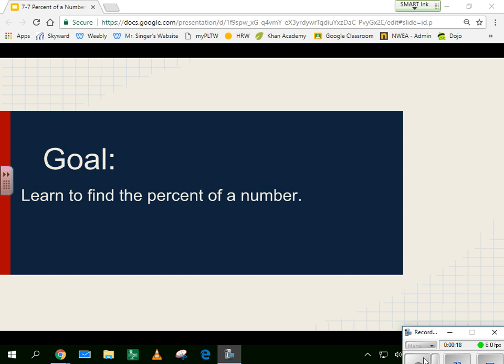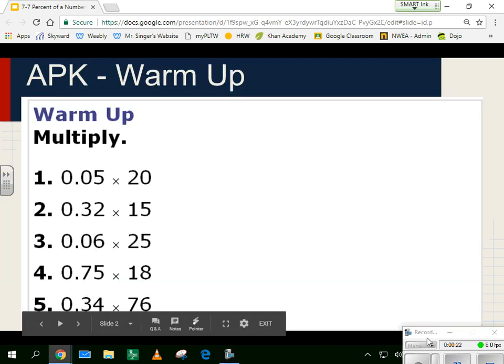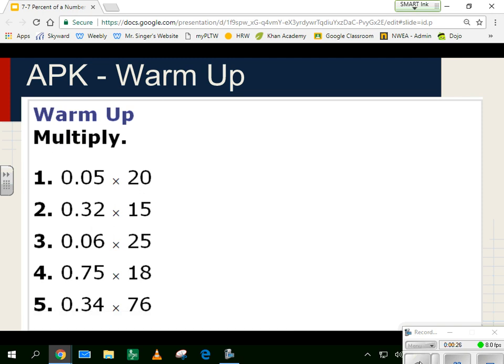Don't forget to write today's date and page number down. And here is your warm-up. You have 5 questions that I want you to deal with. As you can see, you're multiplying a decimal by a whole number. Good luck. Come back when you're done, and don't forget to show your work. Don't try to do it all in your head.